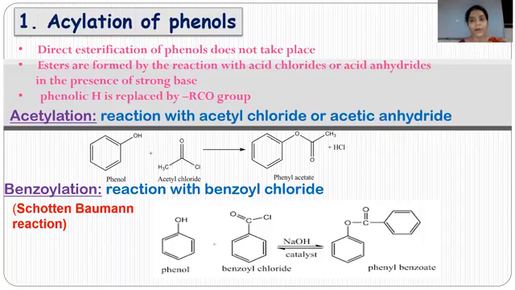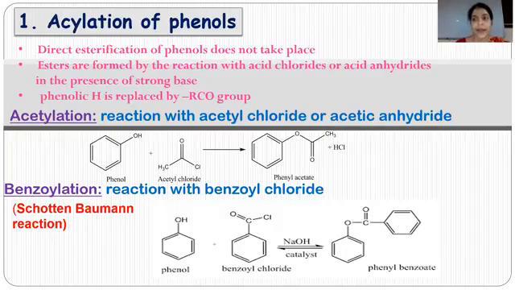As in the case of alcohols, the process of acylation is the reaction of alcohol with carboxylic acid in the presence of acid or base. But in the case of phenols, direct acylation of phenols does not take place. With phenols, esters are formed by the reaction with acid chlorides or acid anhydrides in the presence of alkali or strong base. Which reagent are we using for the acylation reactions?